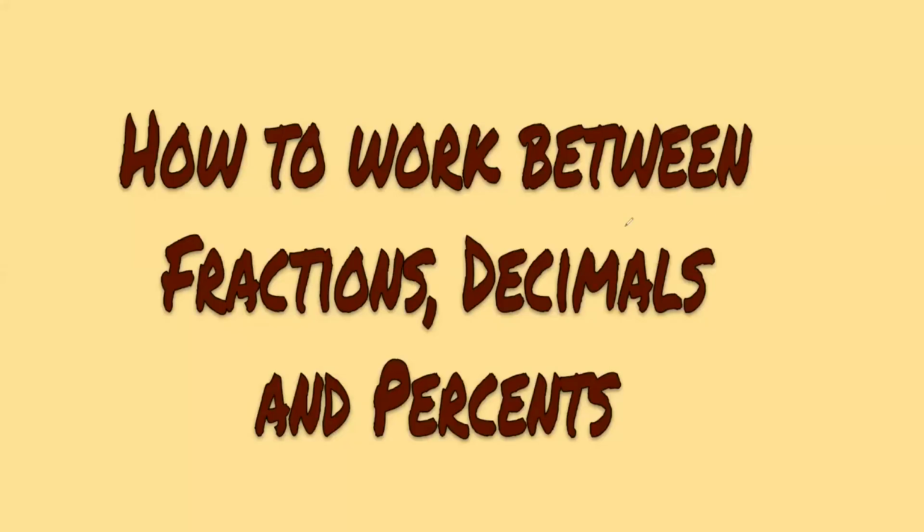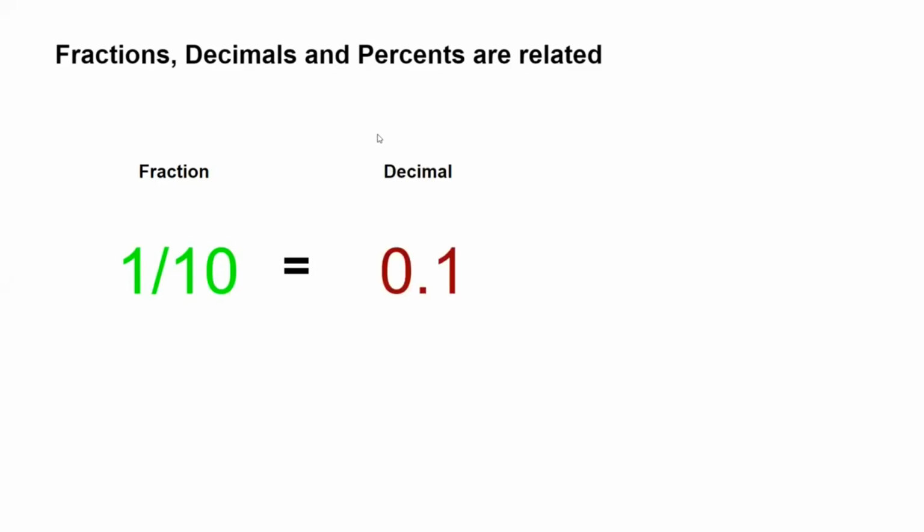Welcome to this video on how to work between fractions, decimals, and percents. Fractions, decimals, and percents are all related, meaning if we know one of them, we can find the other two. And that's what we're going to work on in this video. Here's an example. We have a fraction of 1/10. That's related to the decimal of 0.1, which is related to the percent, 10%. All of these have the same value. So that's why if we know one, we can find the form that represents the other two.